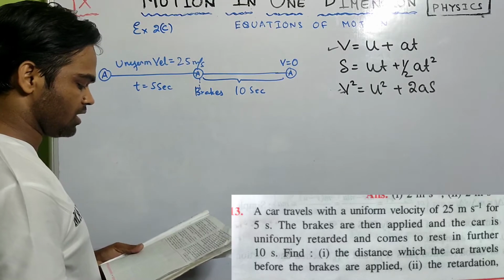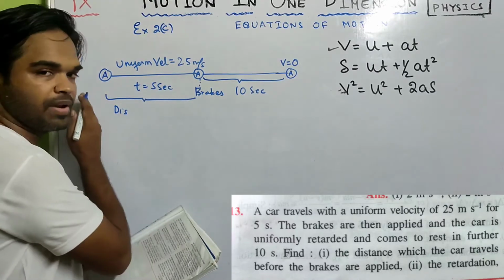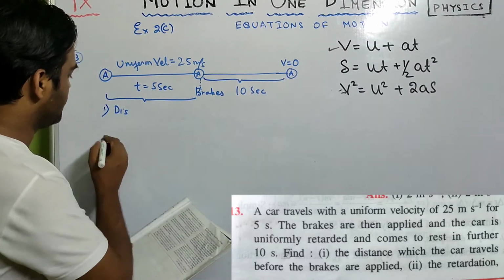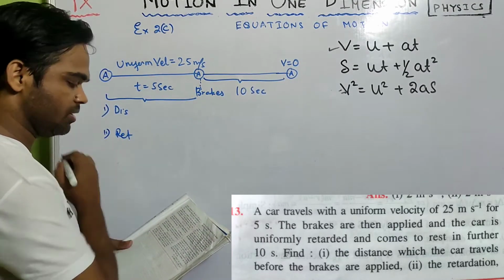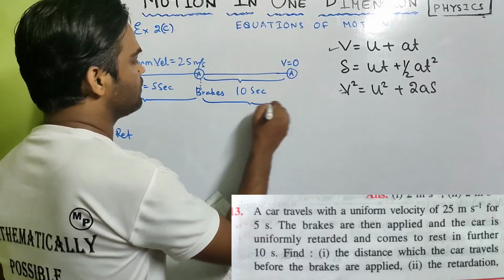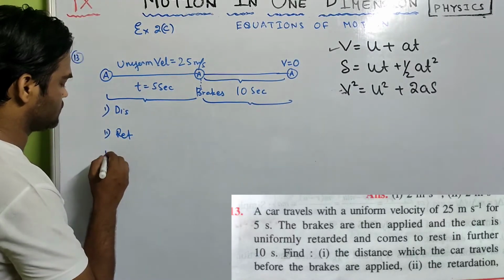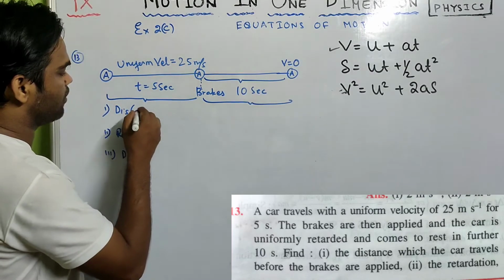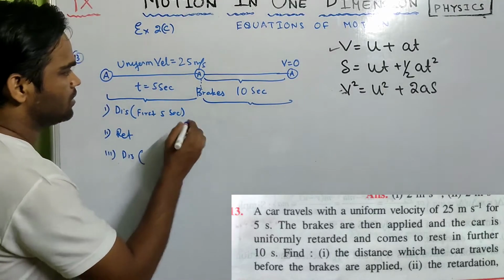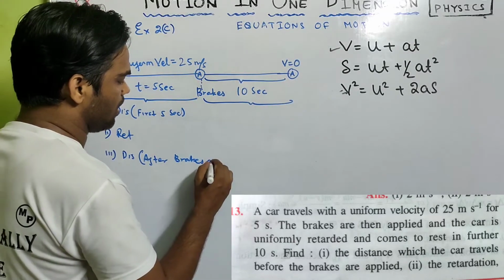Find the distance which the car traveled before the brake is applied, which means in this region, the distance traveled. Before the brake is applied, what is the distance traveled? Number 1. Number 2, the retardation produced, and the distance traveled by the car after the brakes are applied. After the brakes are applied, which means for this 10 seconds, what is the distance traveled? This is distance traveled for first 5 seconds, you can say, before the brakes are applied, after brakes are applied, which means for 10 seconds, after brakes are applied.